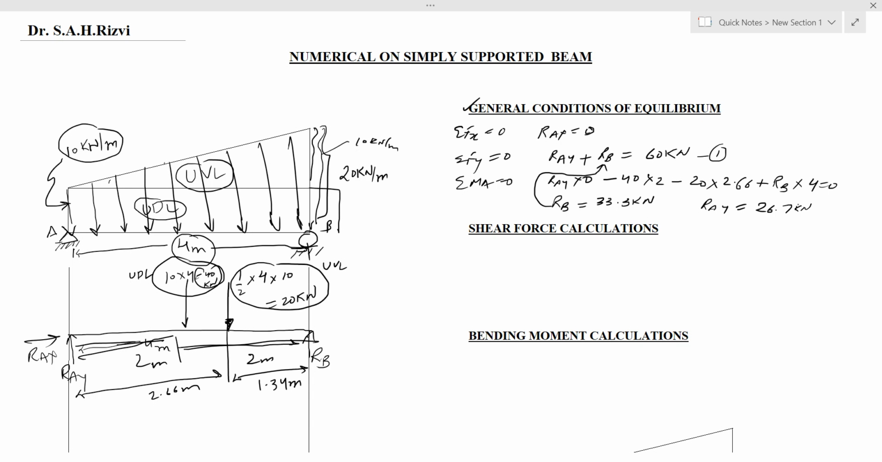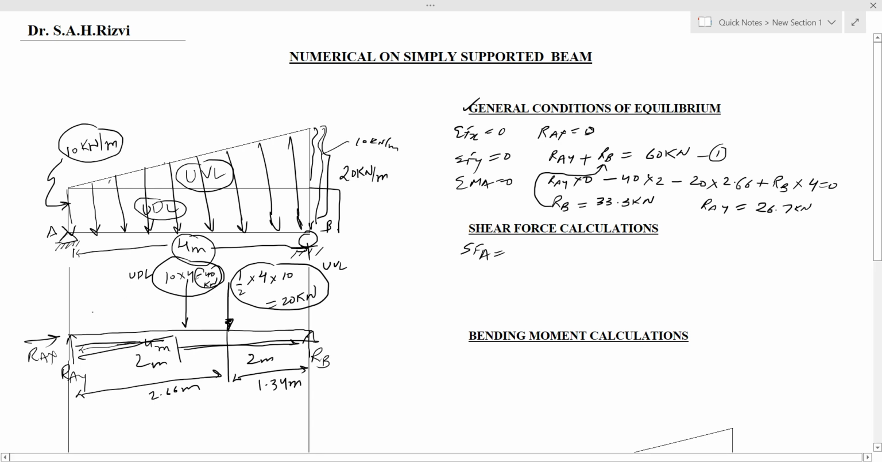Now we have found the values of reactions RAY and RB. We'll now move on to the calculation of shear force. We just have to calculate the shear force at point A and at point B. Starting with shear force at point A, when we cut the section just near point A, it has only one force in the upward direction towards the left of the section, so it is treated as positive and equals RAY, 26.7 kilonewton.